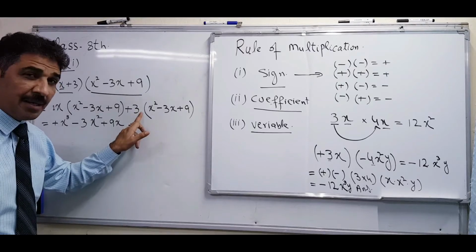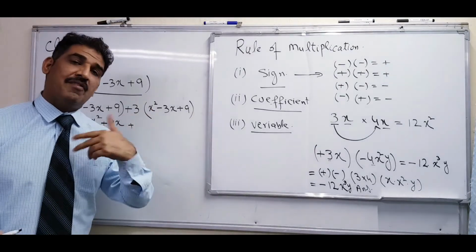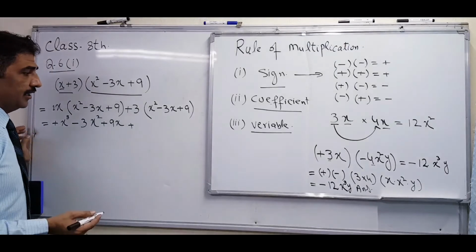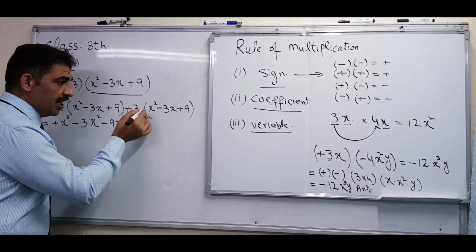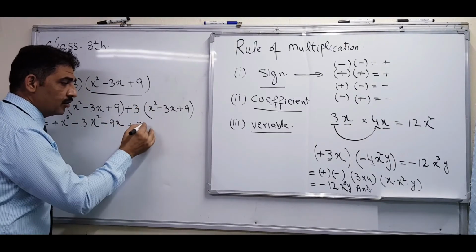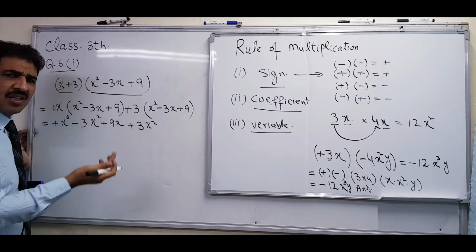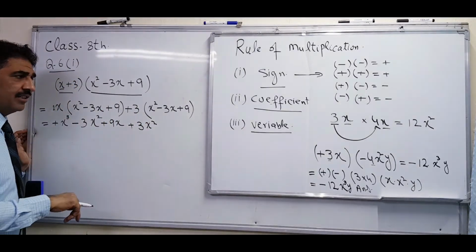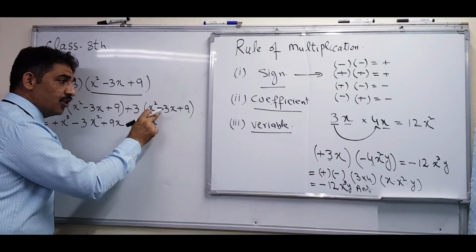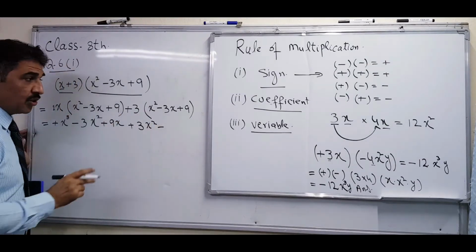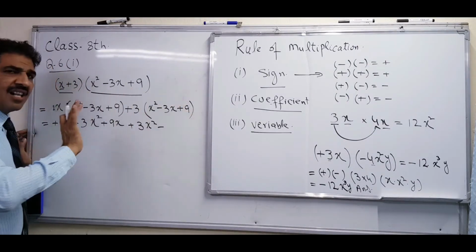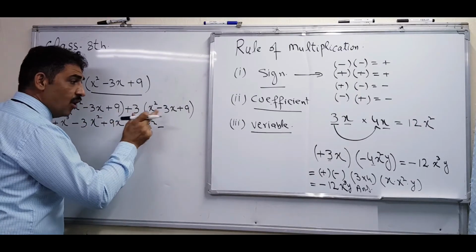But there is no variable here, so the variable will remain the same. So here the coefficient is the same, 3 ones are 3, so x square will be the same, because there is no term of x here to add the powers, as I told you. But here plus into minus, as I told you, if the sign is plus, inside the bracket all signs will be the same. But the coefficient will be changed now.